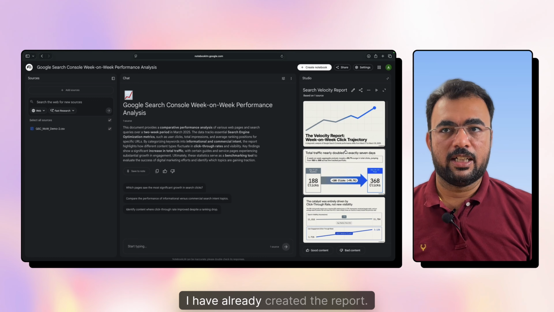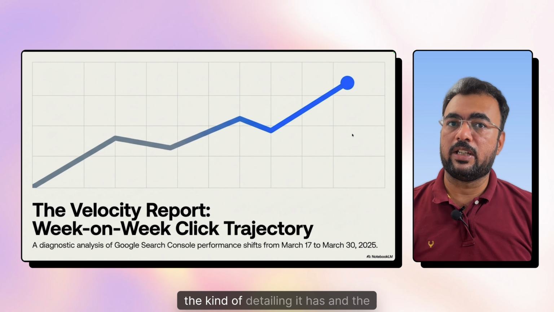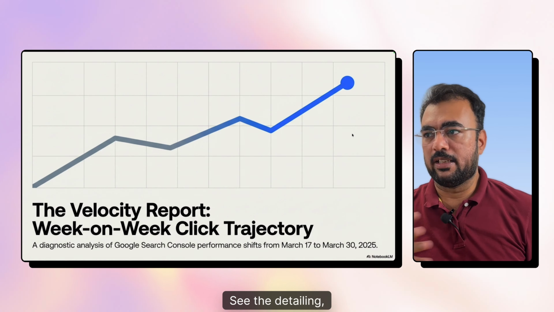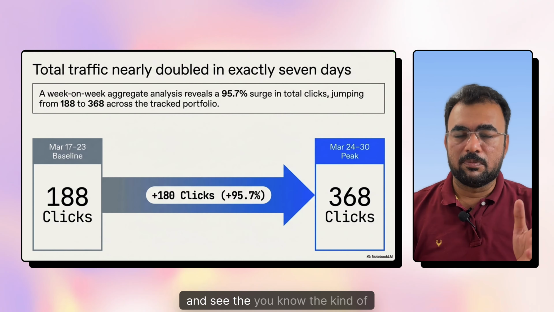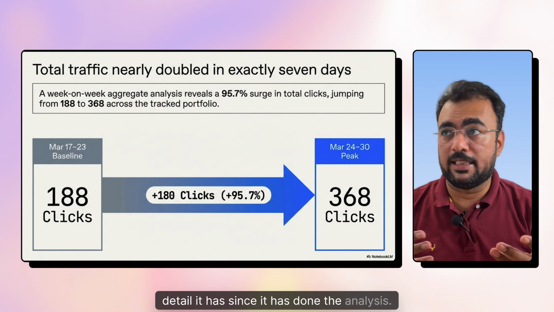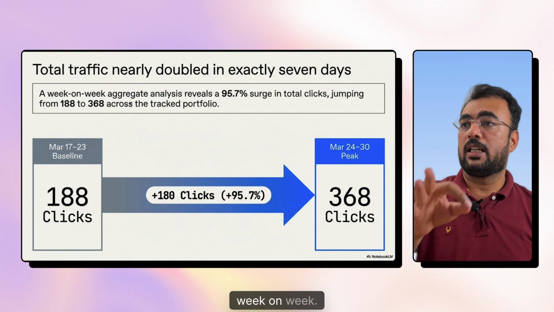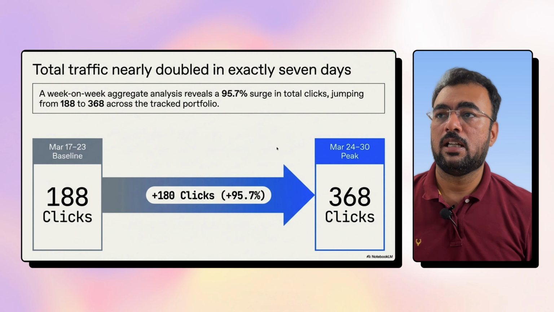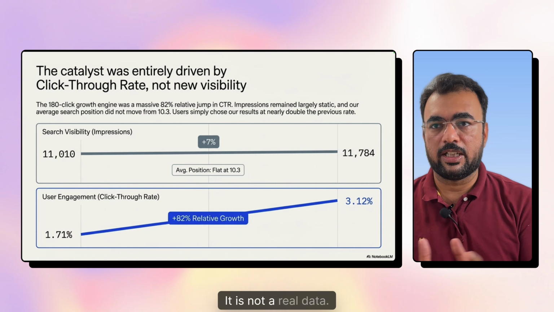To save time, I have already created the report. I just want you to go through it and look at the detailing, the visuals and everything. See the velocity report, the week on week clicks trajectory, and the kind of detail it has. Since it has done the analysis too, it tells you that it's aggregated week on week, a 95% surge in total clicks, jumping from 180 to 368 across the tracked portfolio. By the way, this is all fake data. It is not the real data.